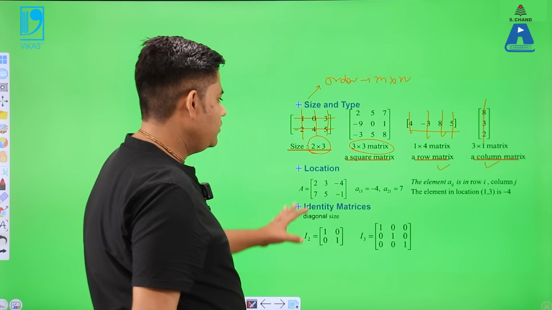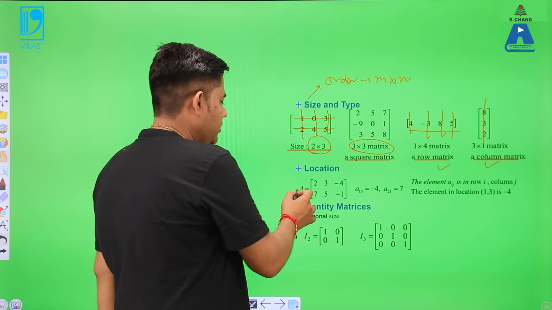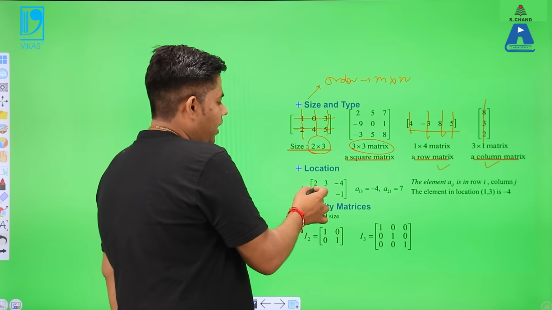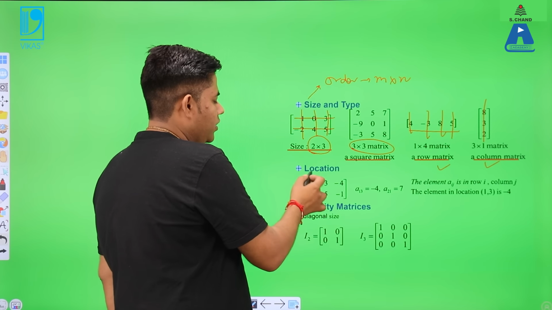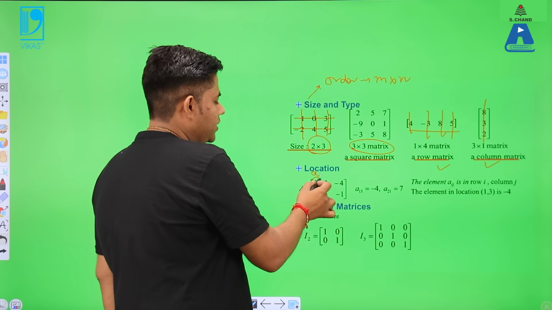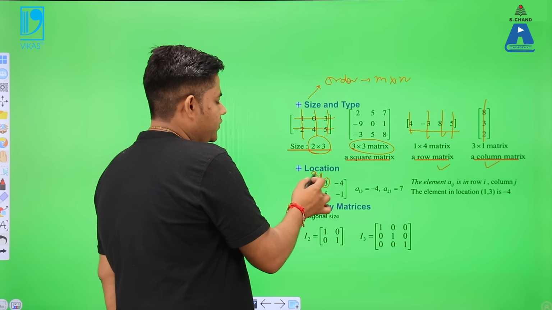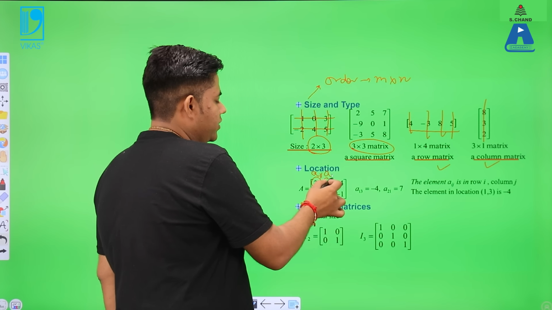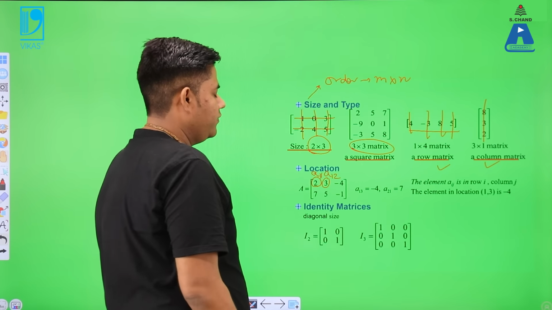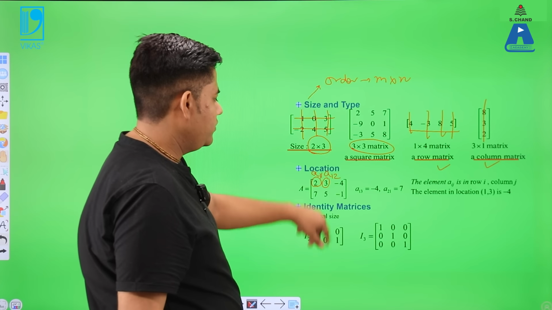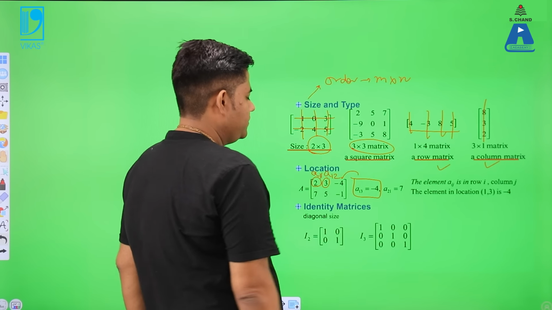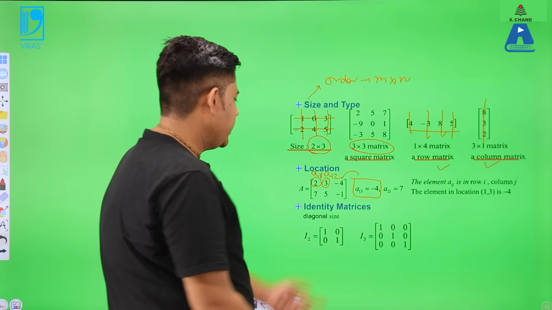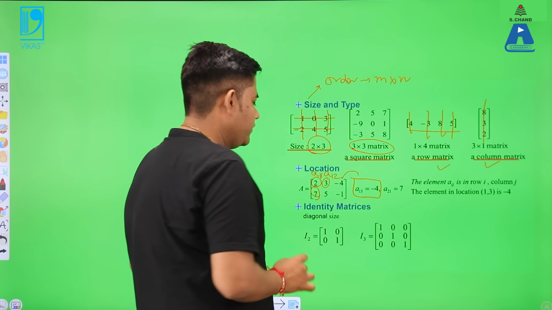Now, as far as these locations are concerned, if A is given to you, and you need to check what this location is called. This location is called A11 because this is the first row and first column. If this location is required, this location is called A12 and then A13 and so on. So if you want the A13 value, A13 would be this location. And A21 is the second row first column.